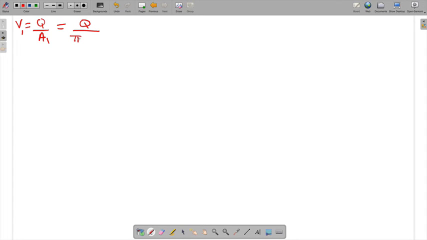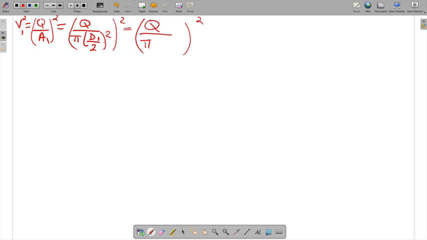We don't have the radius, actually. We just have the diameter, right? So diameter over 2 gives us the radius, and it's pi r squared. But in this case, it's the first diameter, right? And then if we expand all of this out, in Bernoulli's equation we need to square the velocity. So let's square it. All of this stuff gets squared.